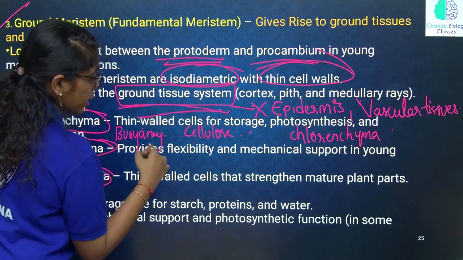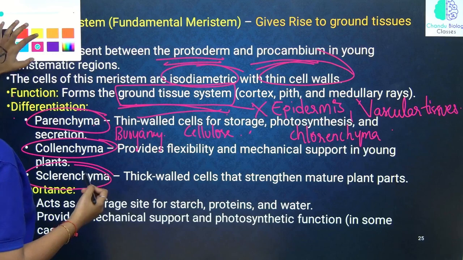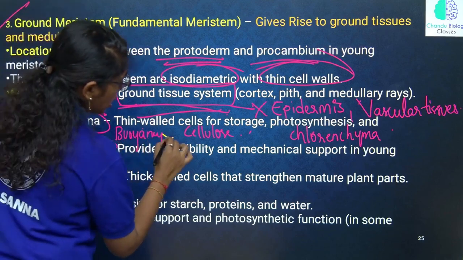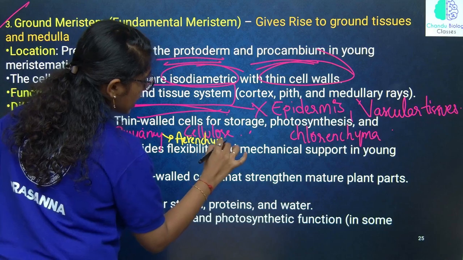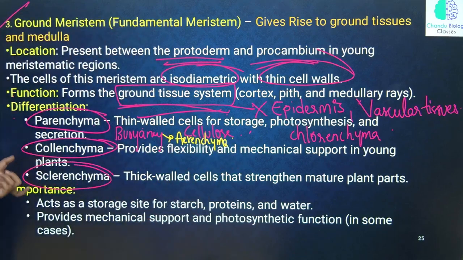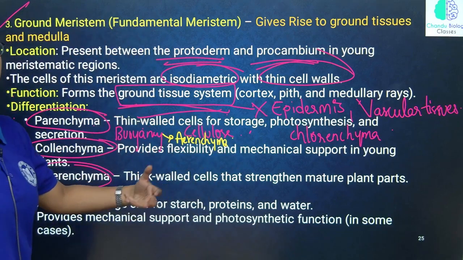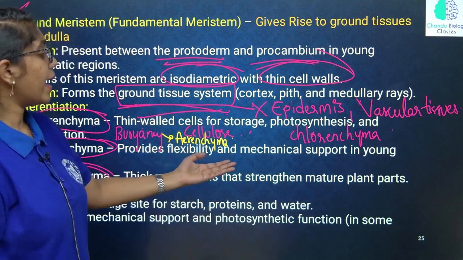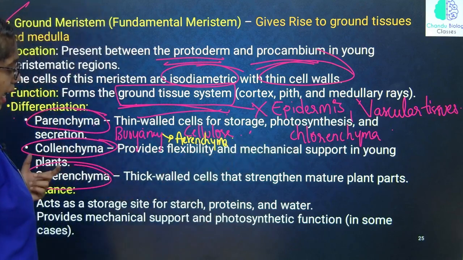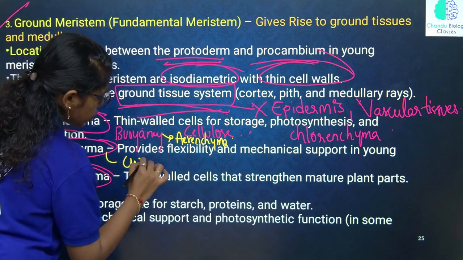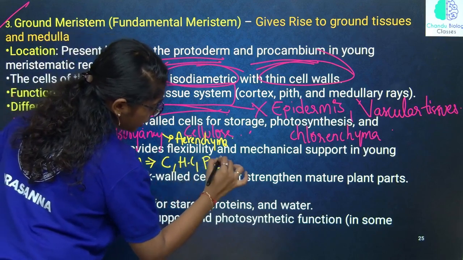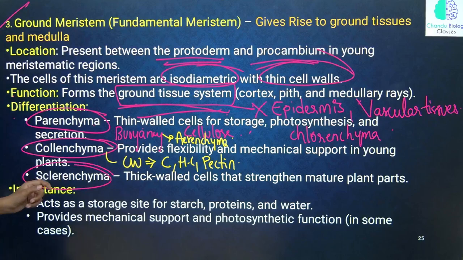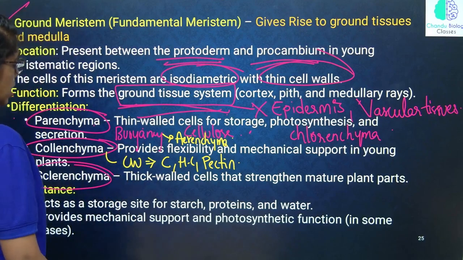And then if they are performing the function of buoyancy and if they are in aquatic plants, it is called aerenchyma. Next, collenchyma. It provides flexibility to tissues like petioles and mechanical support in the young plants. Their cell wall composition is cellulose, hemicellulose and pectin. Then if you look into sclerenchyma, they are thick walled and they have dead cells, okay.